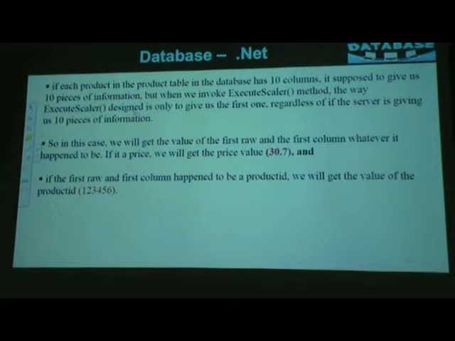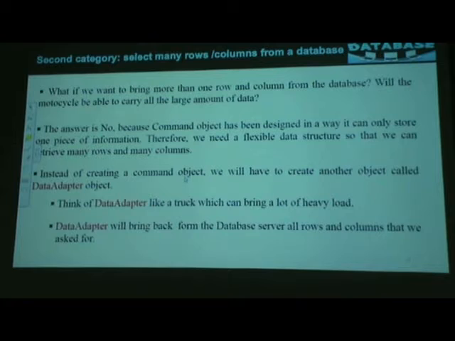Now the second need: each product in the product table, how do we explain this? What if we want to bring more than one row and column from the database? Will the motorcycle be able to carry a large amount of data? The answer is no, because the command object has been designed in a way that it can only store one piece of information. Therefore, we need a flexible data structure so that we can retrieve many rows and many columns.